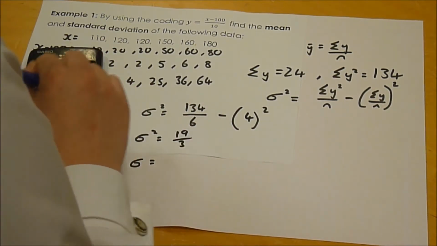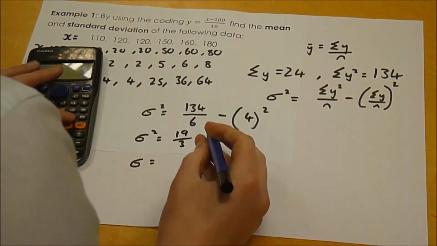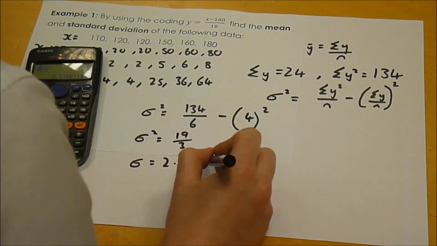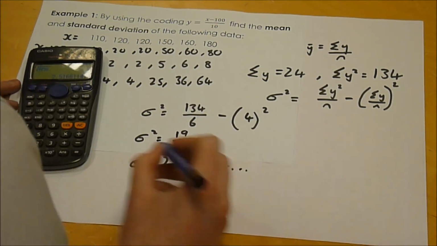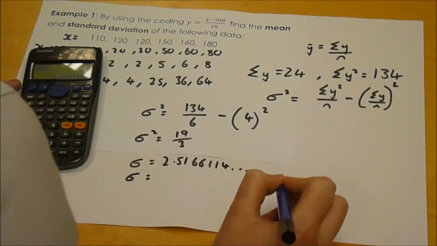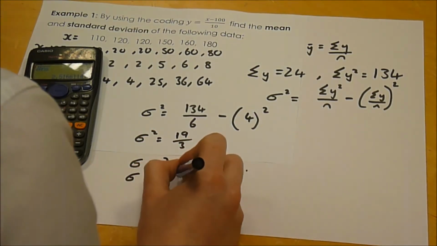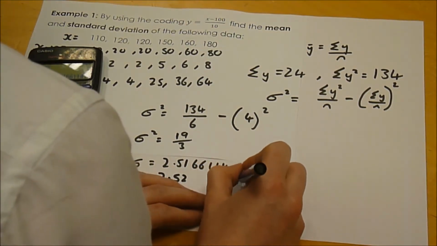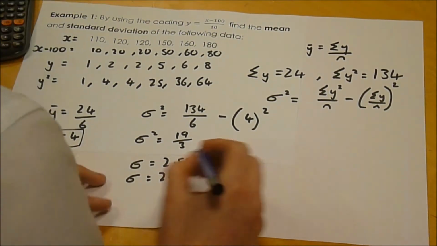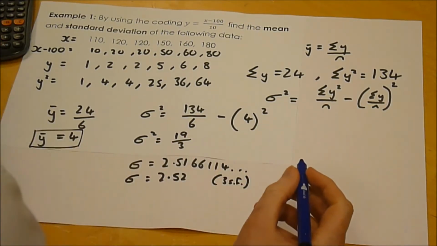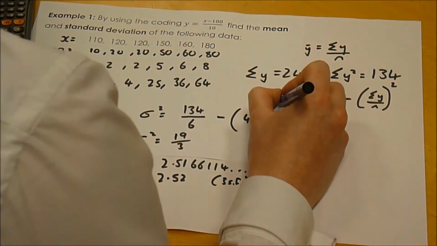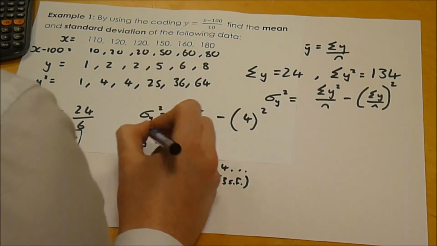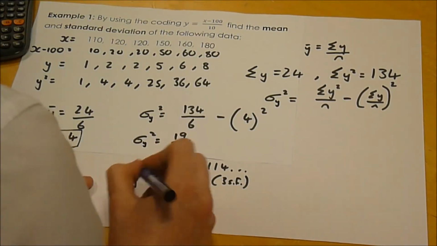Now square root that: root 57 over 3. I'll write down what it is as a decimal and then round it. About 2.52. So if this is y, I'm going to put a little y on the bottom, so that this is the variance and standard deviation of the y values.